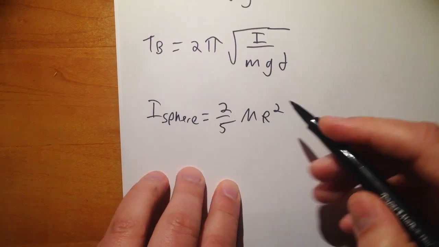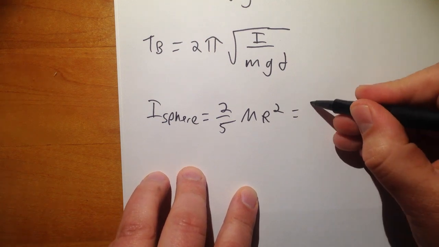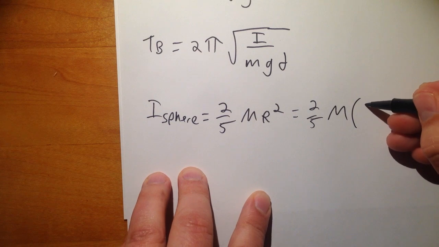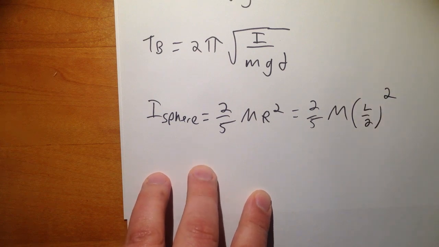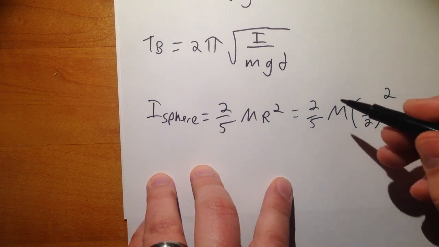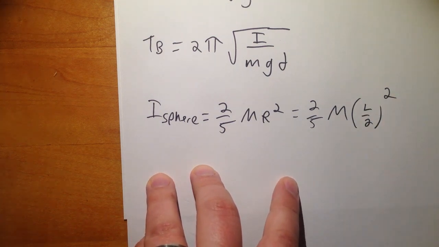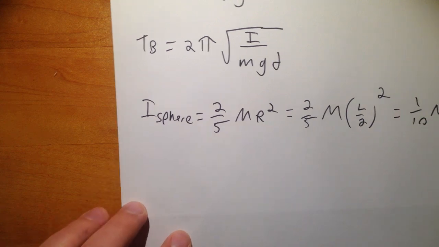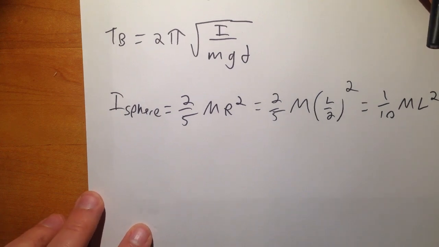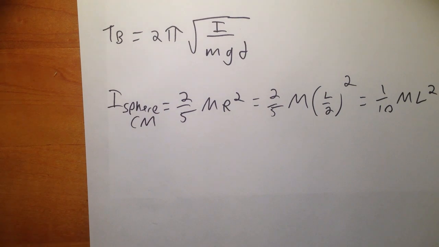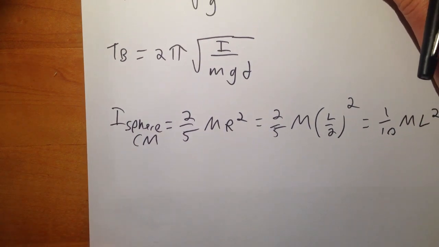All right, so the moment of inertia of the sphere about a center of mass would be 2/5 times the mass times L over 2 squared. Okay, so I have 2 over 5 times 1/4, or 2 over 20, or 1/10 ml squared. All right, so that's the moment of inertia of that sphere about its center of mass. Let me be clear there, about the center of mass. We are not oscillating about the center of mass.